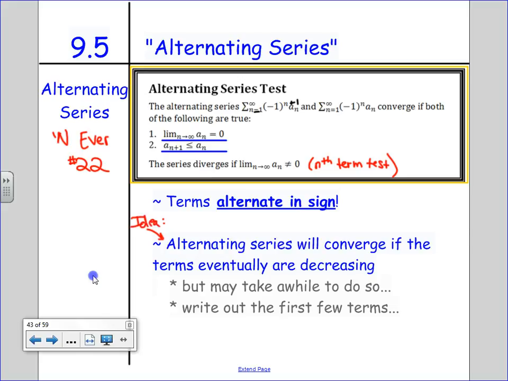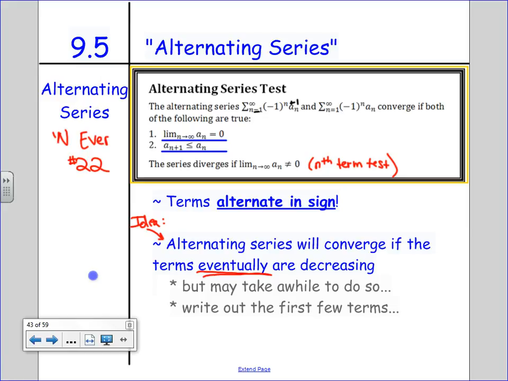is that the series will converge if the terms eventually are decreasing. It might take a while to do so. Write out the first few terms to get an idea. Now I want you to underline that word, eventually. Remember, sometimes we have to split up the terms, right? If the terms eventually are decreasing. Eventually are decreasing, that's an important word.